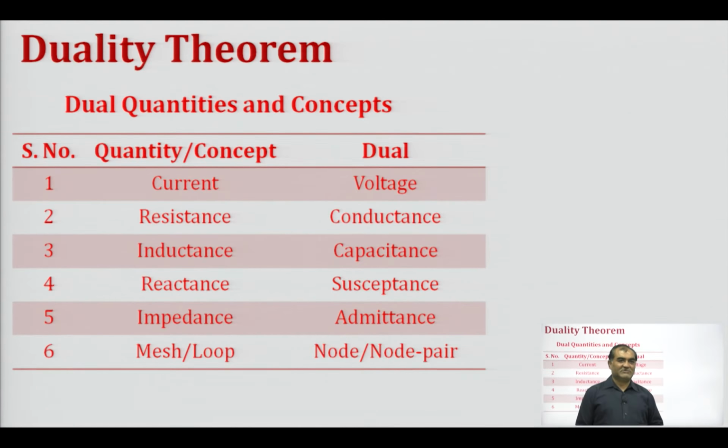Now, these are some of the dual quantities which we will be taking up in our further course. Current is equivalent to voltage, resistance to conductance, inductance becomes capacitance, reactance becomes susceptance, impedance becomes admittance, mesh becomes node, node becomes loop, and loop becomes node pair.